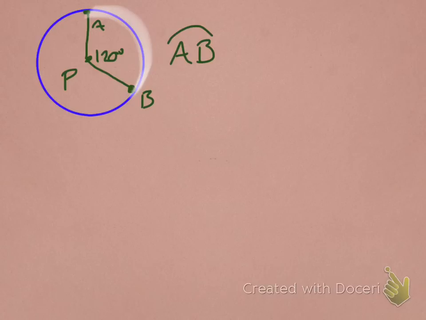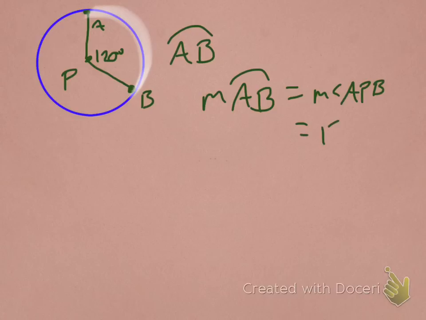That's arc AB. Well, there's a couple of questions they can ask you. They can ask you to, first of all, find the measure of arc AB, which again, we talked about in 10.6. It's just the same thing as the central angle. So it equals the measure of angle APB, which is just 120 degrees.